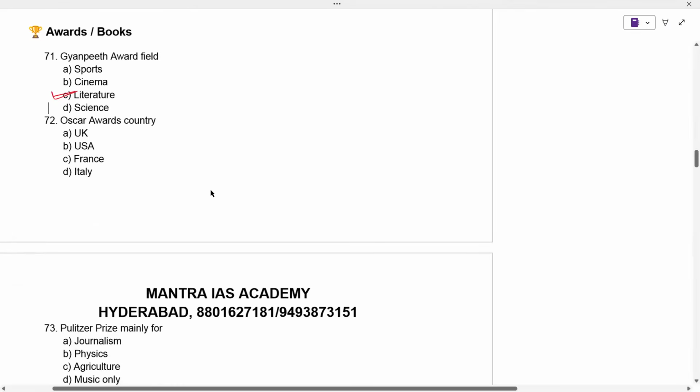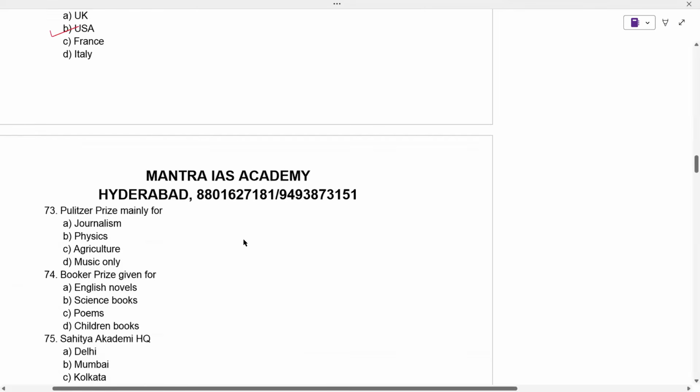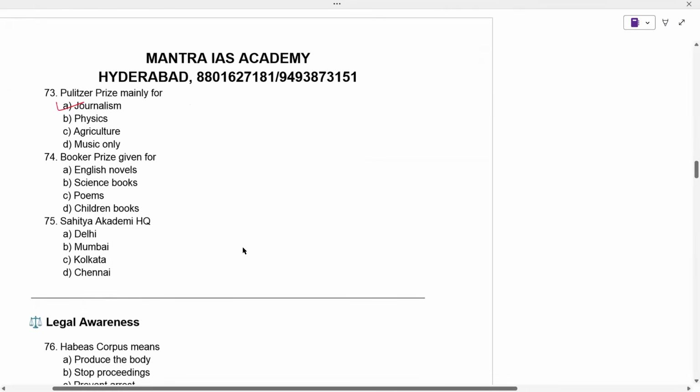Oscar Awards from which country? Oscar. Now you know that is a film award, of course. Option A, UK, B, USA, C, France, and D, Italy. So better option is United States of America. In the same style, this is mainly for which field? Question number 23, Pulitzer Prize mainly for which field? Option A, journalism, B, physics, C, agriculture, D, music only. No doubt the answer is journalism. Then Booker Prize given for which field? Of course, which of the following? English novels, science books, poems, and children's books. No doubt the answer is English novels.